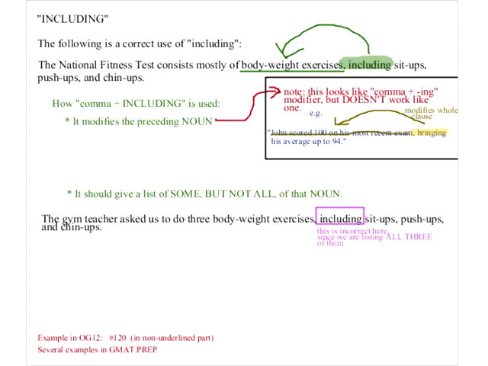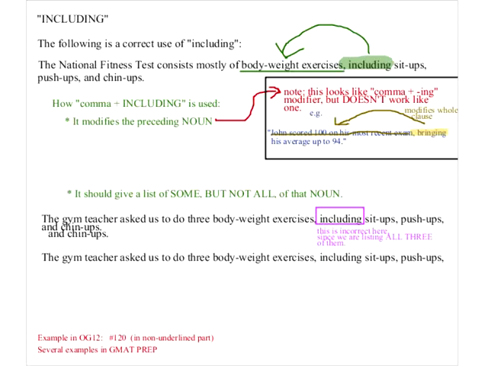On the other hand, if you have something like this, the gym teacher asked us to do 10 body weight exercises, including sit-ups, push-ups, and chin-ups, then this is okay. Correct this time since we're only listing 3 out of 10.